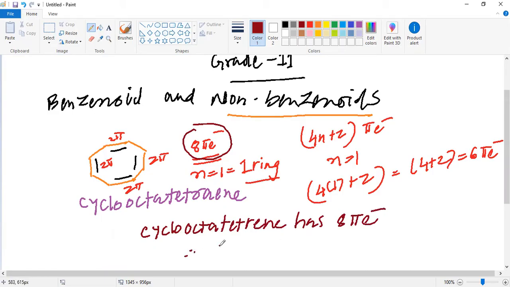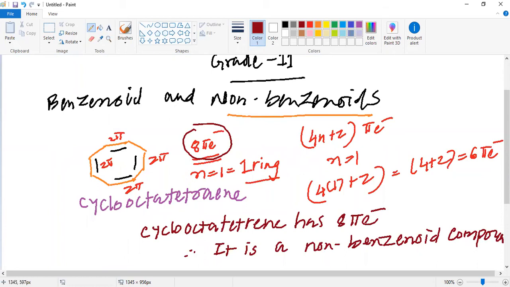And therefore it is a non-benzenoid compound. It is a non-benzenoid compound.